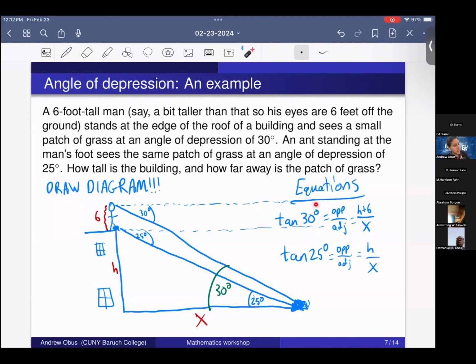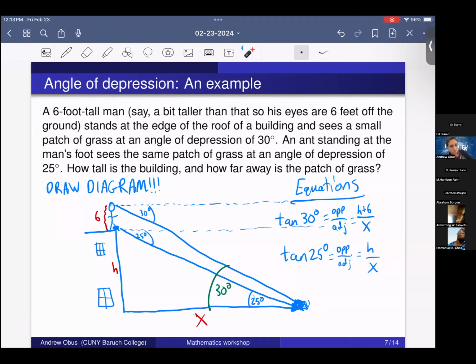So this is the key. Once you've done this, solving the rest of the problem is not hard. The work is drawing the diagram correctly and knowing the correct trigonometry function you're going to use, because eventually, what do we have in both of these equations? We have x, so we're going to be able to isolate x, and then we'll be able to solve for h.